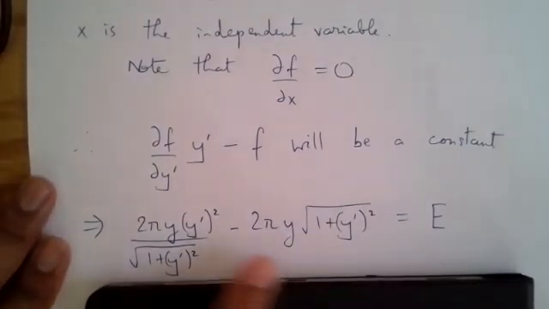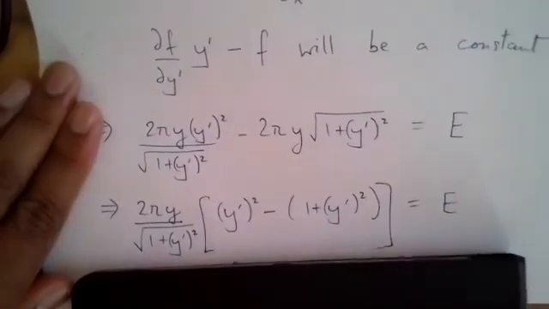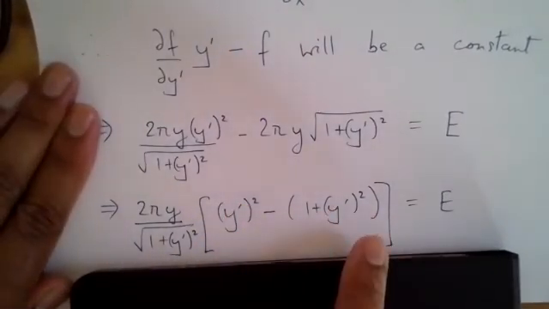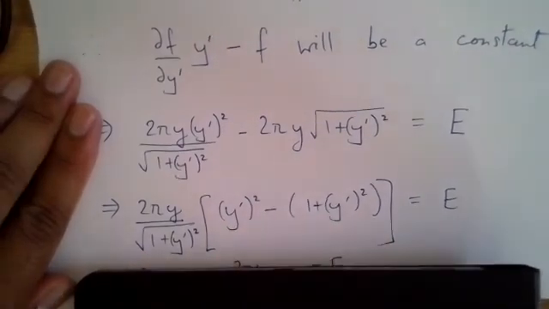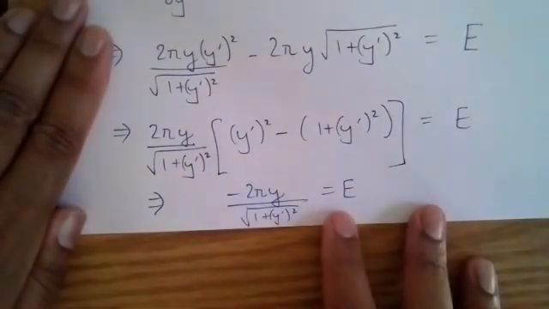We notice some common factors of 2 pi y. We can, in fact, pull out 2 pi y over square root of 1 plus y prime squared. And then other terms look like this. We see that the y prime squared is going to cancel. You'll have a minus 1 left over. So this gives us this simplified result.